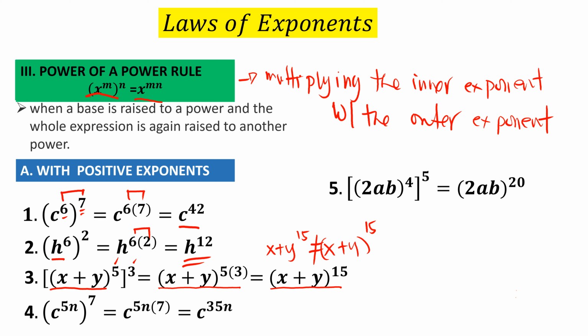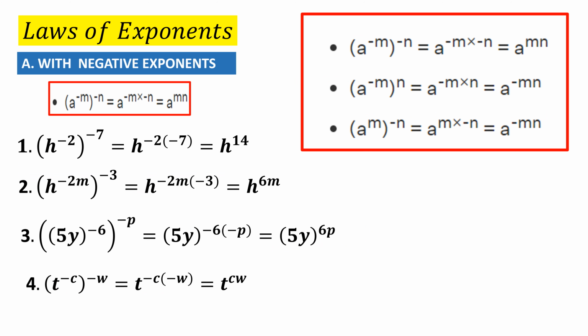So let's now have (c^5n)^7. Same concept, we just simply multiply. 5 times 7 is 35. And then we have to attach the n to 35. So therefore, c to the power of 35n. While number 5, we have (2ab^4)^5. So the inner and the outer will be multiplied, and thus it is 2ab quantity to the power of 20.